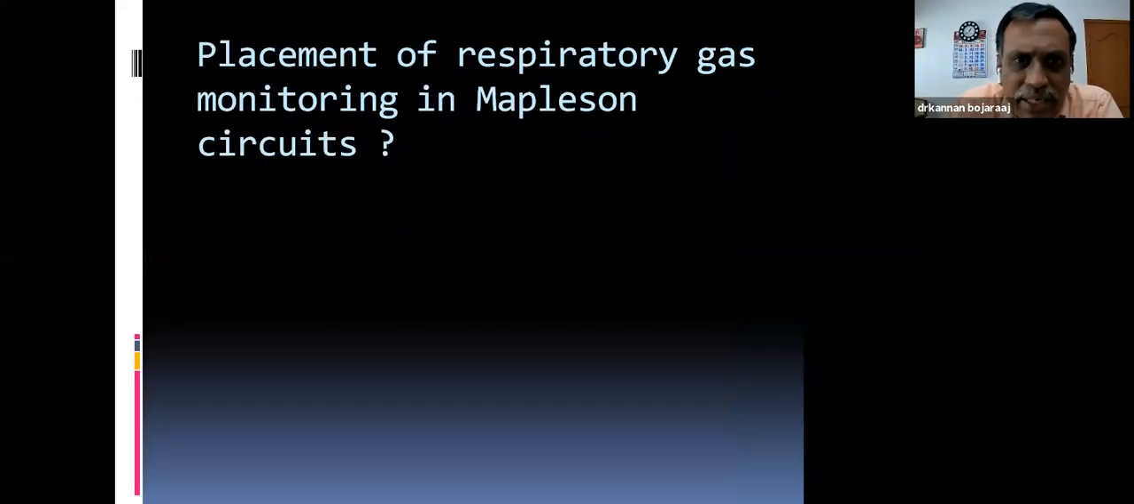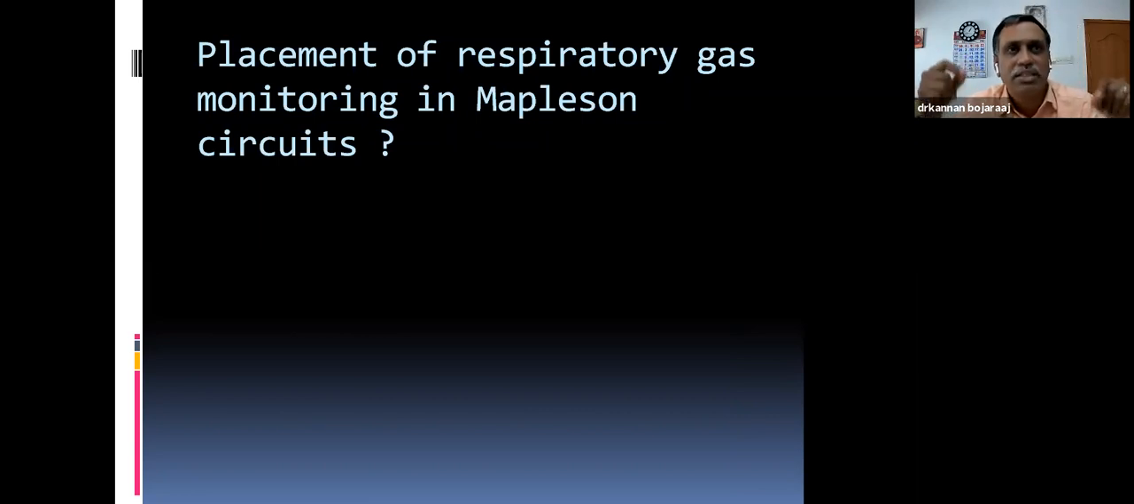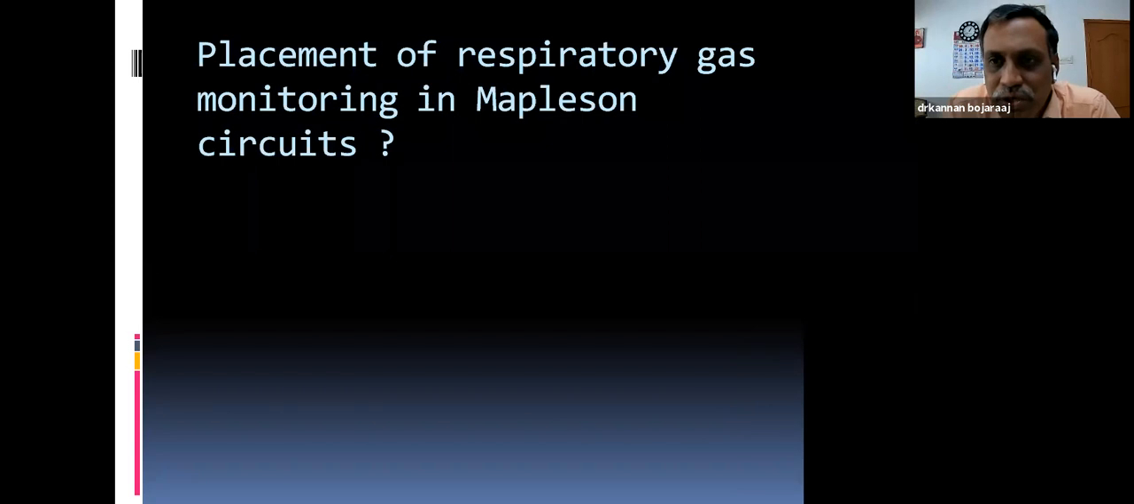And we can have respiratory gas monitoring in Mapleson circuits. In a general Mapleson circuit, what is the ideal place? This is a common question asked by the examiner. In Mapleson circuits, where will you put the respiratory gas monitoring probes? What are the ideal sites for these probes? Any idea, Kritika? Where will you attach it?